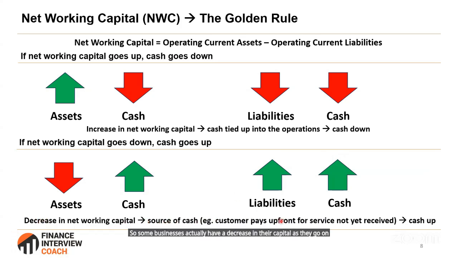So it's a source of cash. And that, for example, we're going to talk more about this later, but a customer might pay upfront for a service not yet received, like for software subscription companies. So they actually receive cash upfront. And that's going to be a topic for next time. We're going to talk about deferred revenue and how that works.